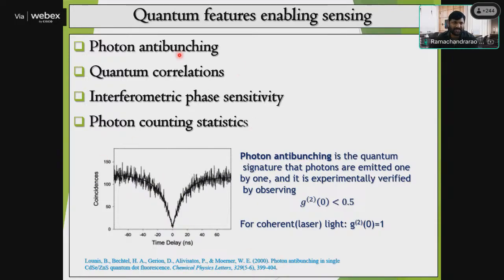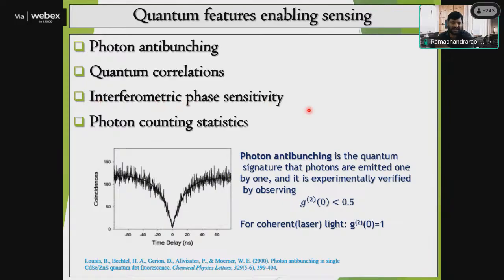These correlations are called quantum correlations. So the first feature is photon anti-bunching, and the second feature is that you will see the true quantum nature of the photons, and interferometric phase sensitivity it will have.